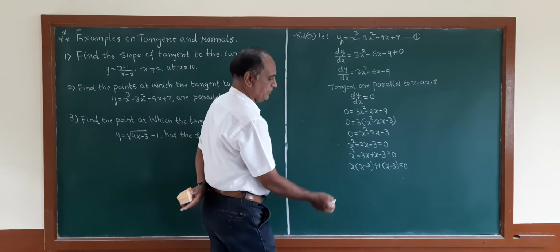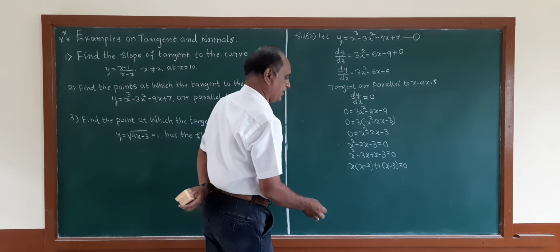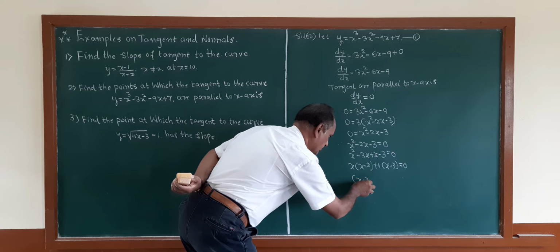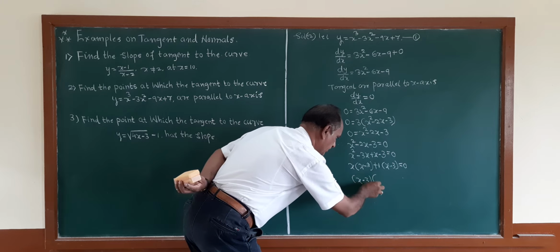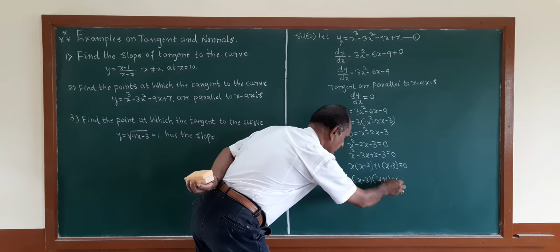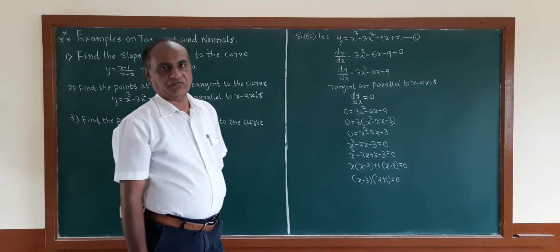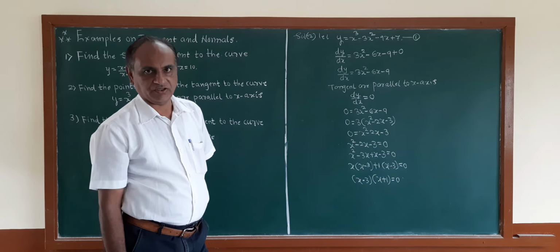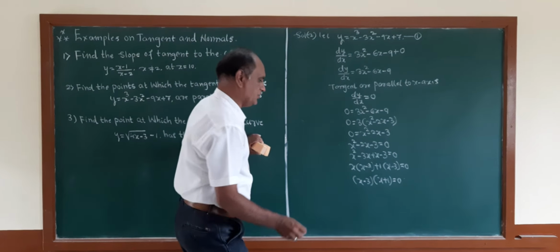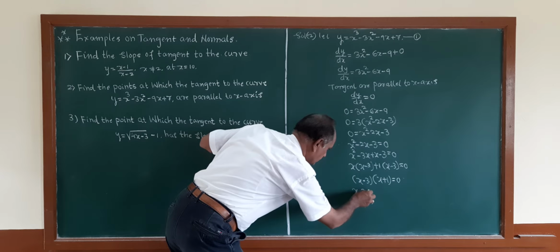Again, x minus 3 is common. Therefore, x minus 3 common together, remaining terms x plus 1 is equal to 0. Equate each factor equal to 0. First factor x minus 3 equal to 0. Second factor x plus 1 is equal to 0. Equate each factor equal to 0.